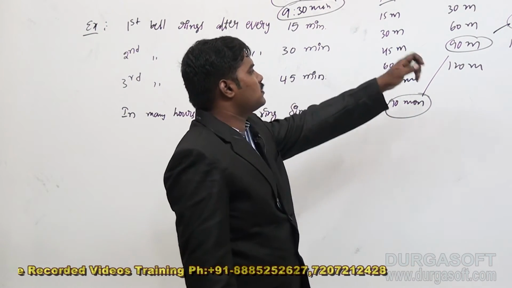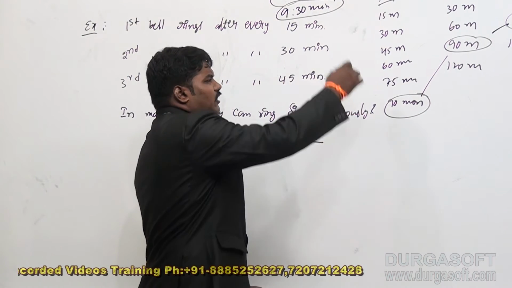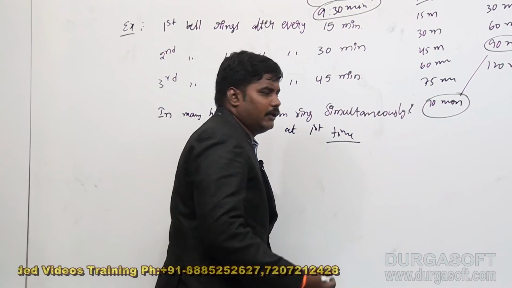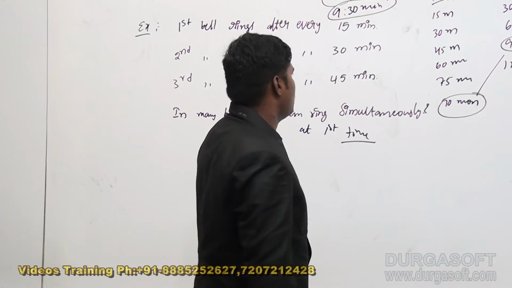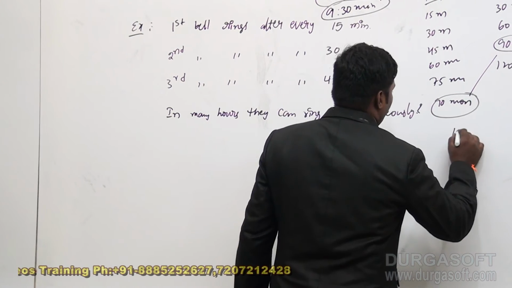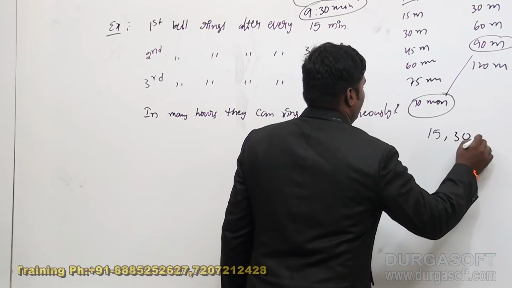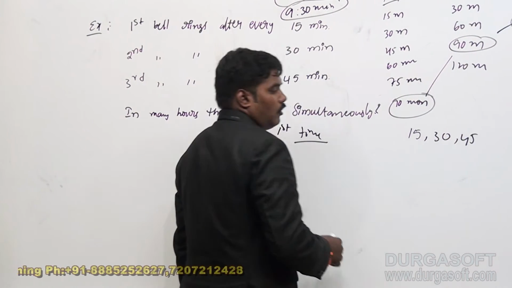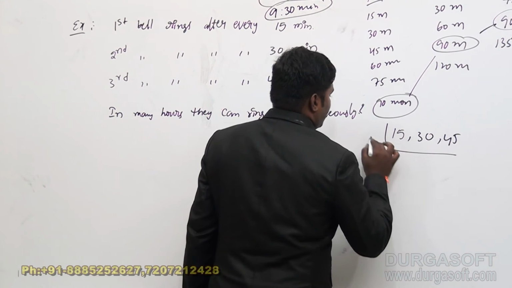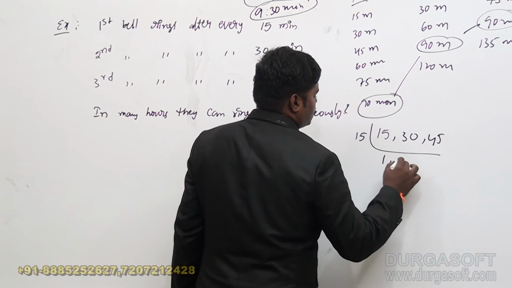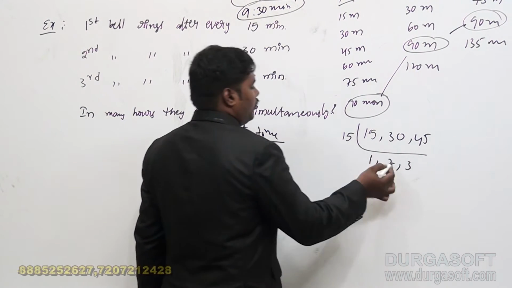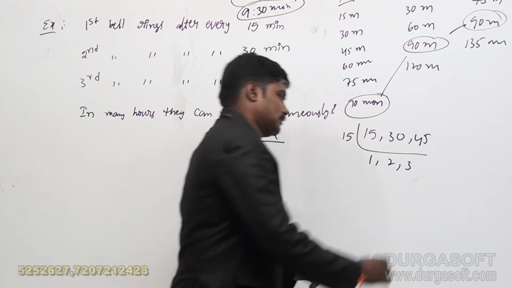Writing it out like this every time is a time-taking process. So what is the LCM for 15, 30, 45? When I take the LCM: 15 ones are 15, 15 twos are 30, 15 threes are 45, so the LCM is 90.